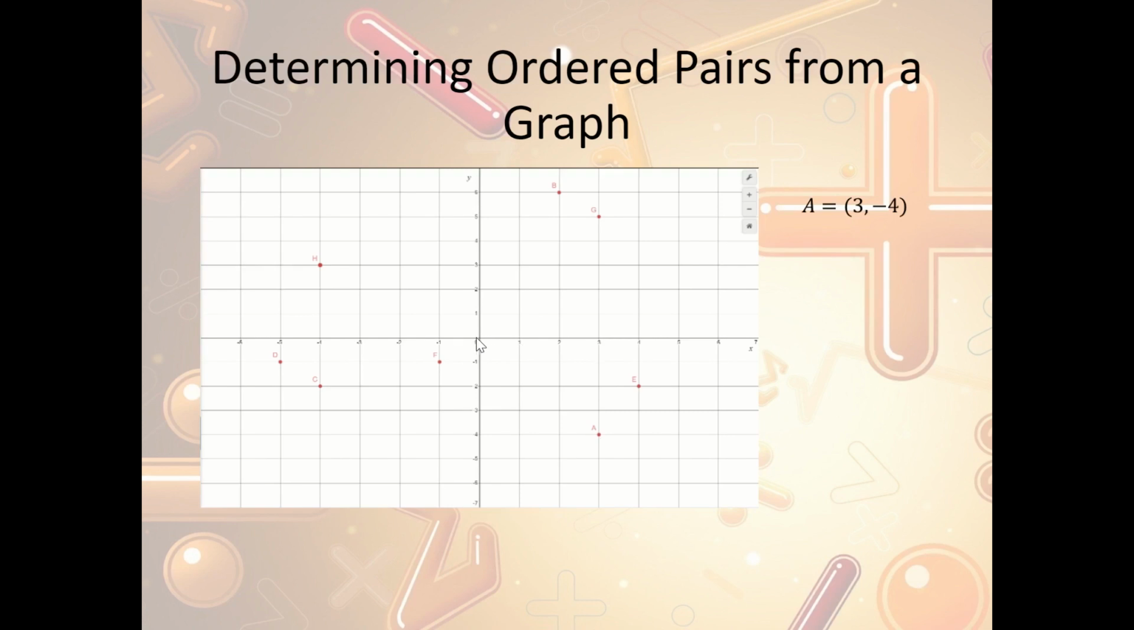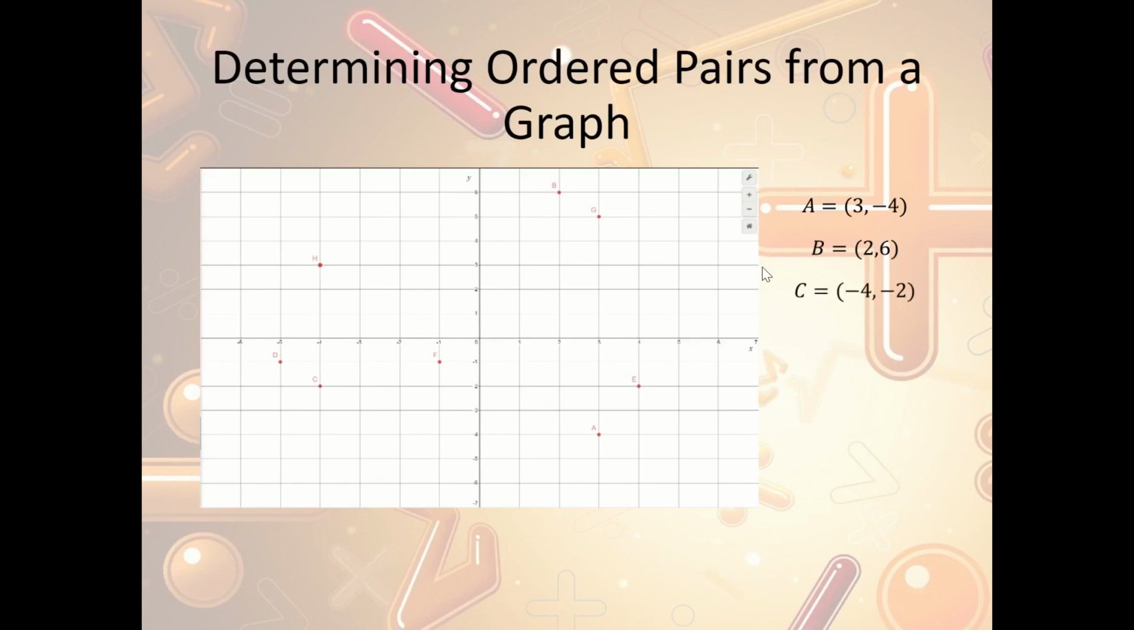Then I can do point B. Point B is right here. So I went to the right 1, 2, so x is 2. Y is 1, 2, 3, 4, 5, 6. So I would be at (2, 6). Then I find C. C is here. So that's -1, 2, 3, 4. And my y is -1, 2. So C is (-4, -2).